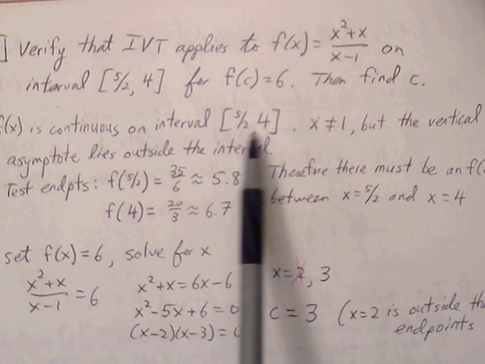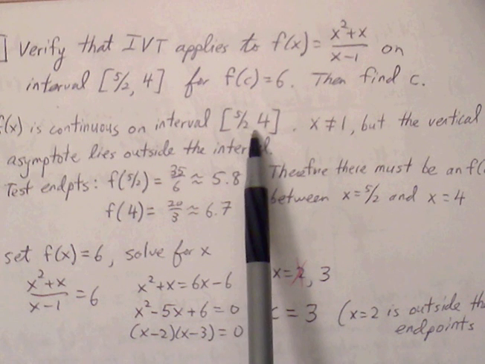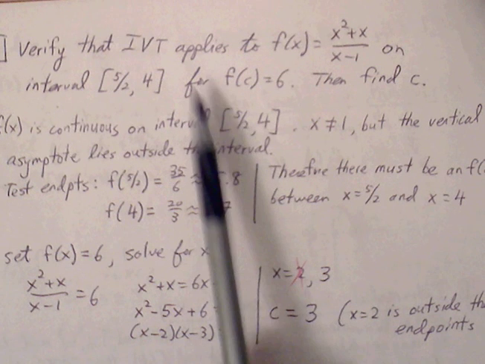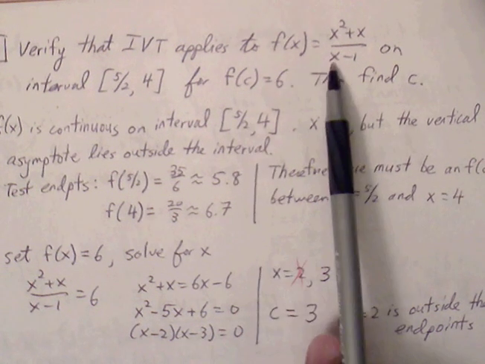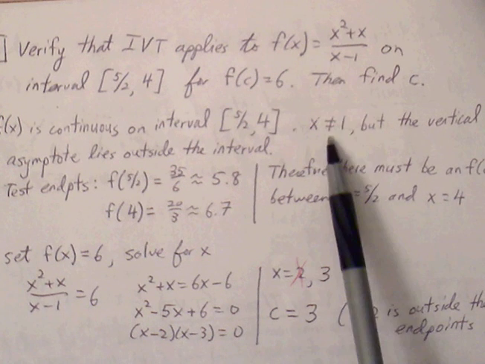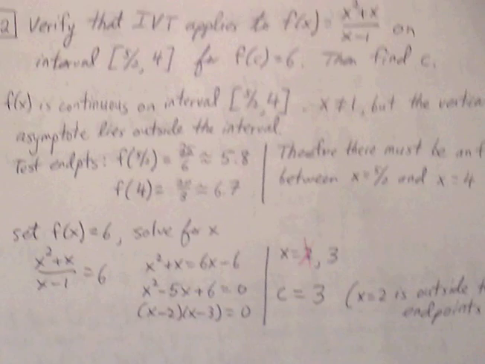So we can continue with the theorem because we know the function is continuous on this interval. The only break that we see is at the vertical asymptote, which occurs outside the interval. So we're okay there.